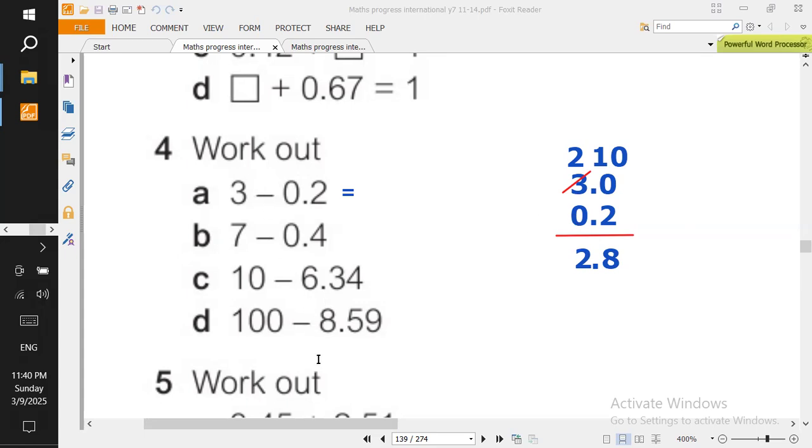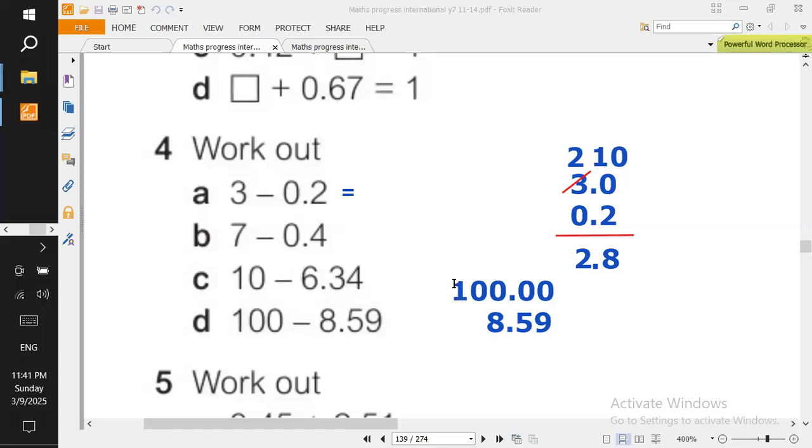Same idea with all of them. Make sure that you put the units on top of each other. For example, with this one, 100 minus 8.59, it's going to be like this. You put the 100, and then under the unit, you put the 8, like this. Okay? And then 0.59. And then on top, as you can see here, you put the point and then 0, 0. Now you're going to work with solving this question, okay?